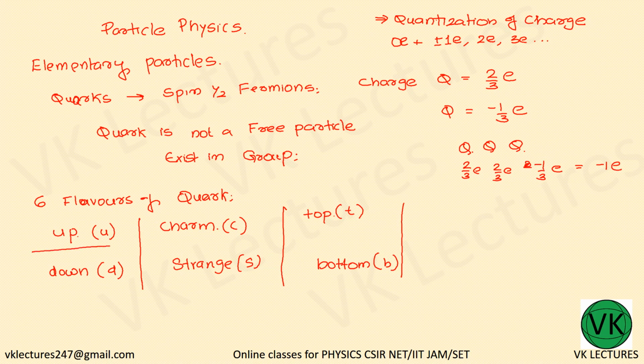And all what we have written on the upper portion, that is the up, charm and the top, these have the charge Q equal to 2 by 3 times e, and all what is in the down part, that is the down, strange, and bottom, all these have the charge equal to minus 1 by 3 times e.